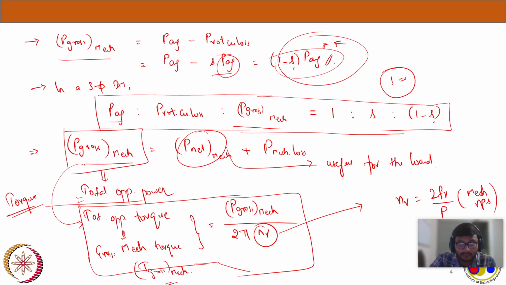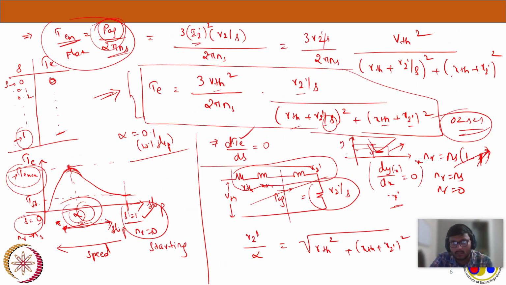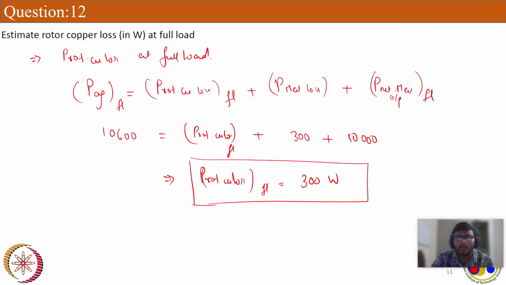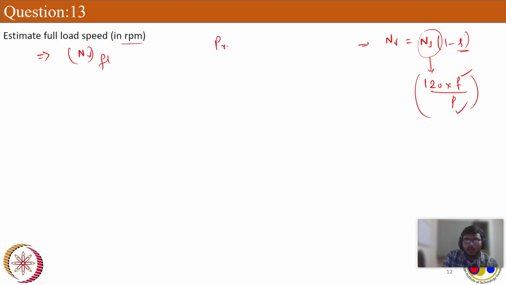See, between the rotor copper losses and air gap power, there is a relation. Rotor copper losses are nothing but S into P air gap. We have written it here. Now if you know the rotor copper losses and air gap power, which we just calculated from the problem, you can easily get the slip. That's why I'm saying this relation is very important. If you just remember this relation, you can solve many problems. It will be very useful for you. So rotor copper losses equal S times P air gap. That's the relation I know.